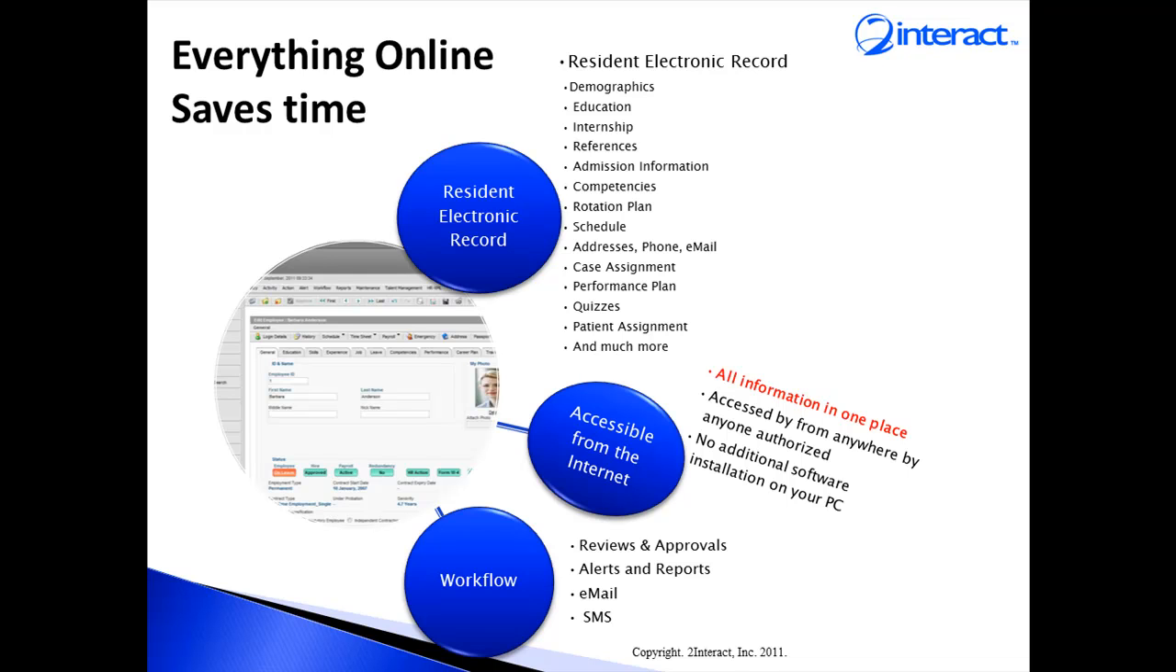Having everything online means you will save time, because that electronic record will include information about demographics, education, references, admission information, competencies, rotation plan, schedule, and so on, all of it in one place, including quizzes, patient assignments, and more. Now, with this being accessible from the internet, that information is all in one place. You will access it from anywhere as long as you're authorized to do so. You don't need to install anything on your PC. So it becomes a lot more user-friendly, a lot more efficient to work that way.